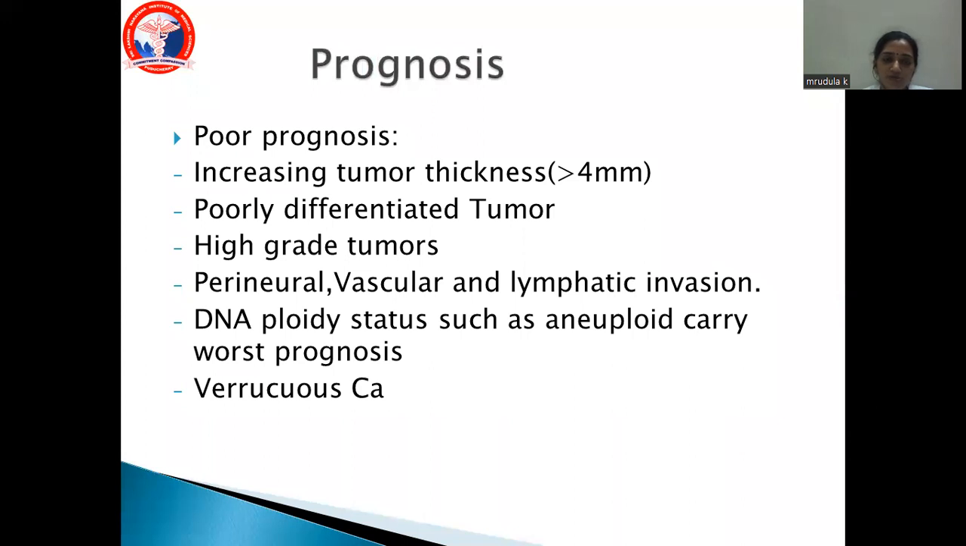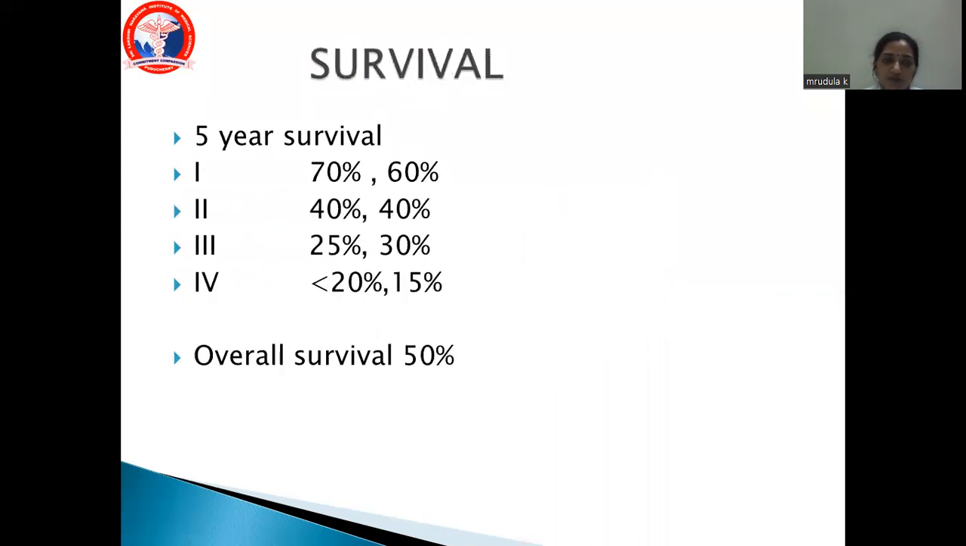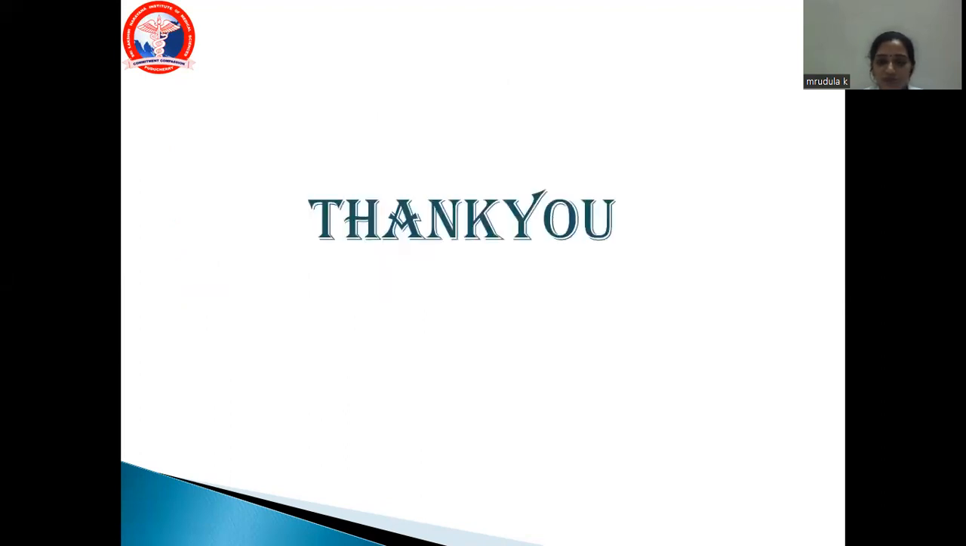So poor prognosis occurs when the tumor thickness is more than 4 mm, poorly differentiated tumor with high grade, perineural, vascular and lymphatic invasion, DNA ploidy status such as aneuploidy, and verrucous cancer. So survival for stage 1 disease is 70%, for stage 2 is 40%, for stage 3 is 25%, and for stage 4 is less than 20%. So overall survival is around 50%. Thank you.